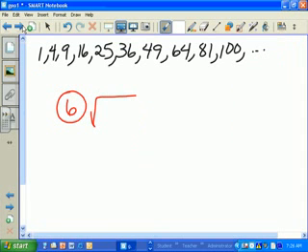What about the square root of 48? Let's try that one. Okay, we will eliminate any perfect square that is bigger than 48, because if you're bigger than 48, you can't be a factor. And is 36 a factor of 48? Nope. Is 25 a factor of 48? No. Is 16 a factor of 48? Yes.